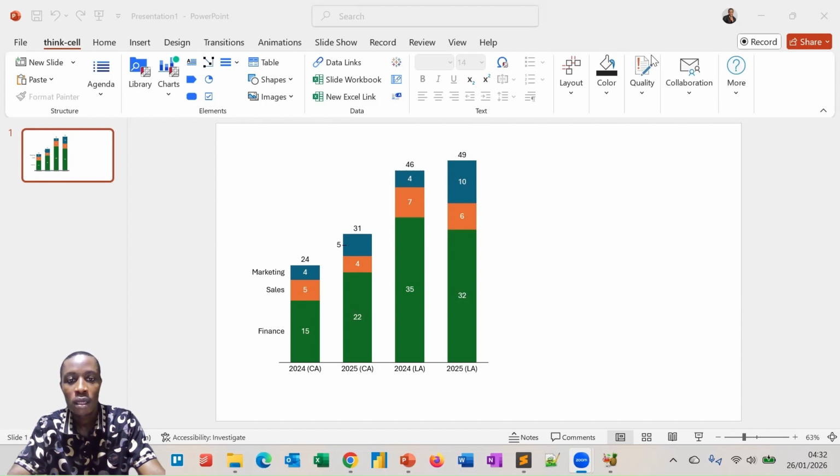So looking at this chart, I consider it to be cluttered because I want to separate the CA from the LA so that it's easy for my manager to understand. So in order to create a gap between these categories, what I will do is over here where I have a space between the categories, then click on it.